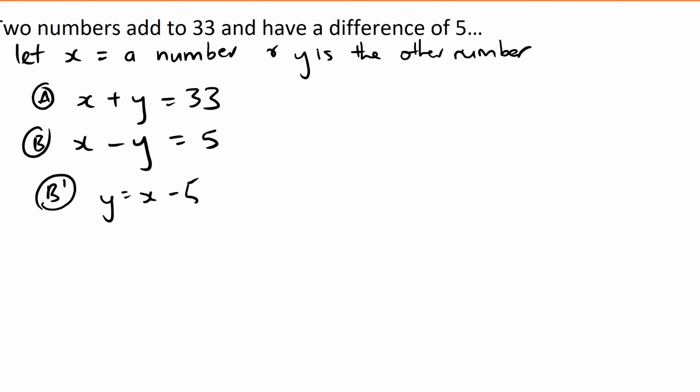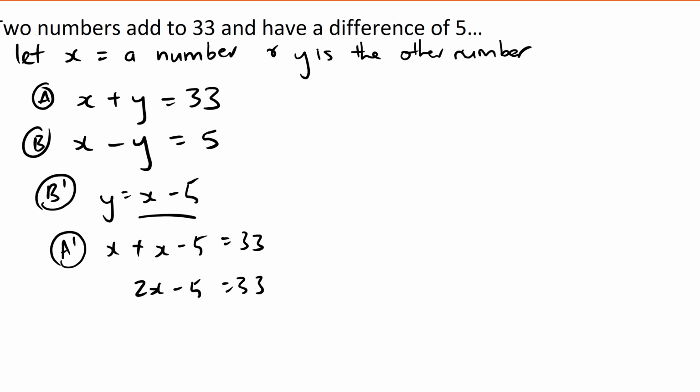Now in equation A, you can substitute x minus y, so x plus x minus y. And now I can simplify that equation and get 2x minus 5 is 33. So 2x is 38, so x is 19.